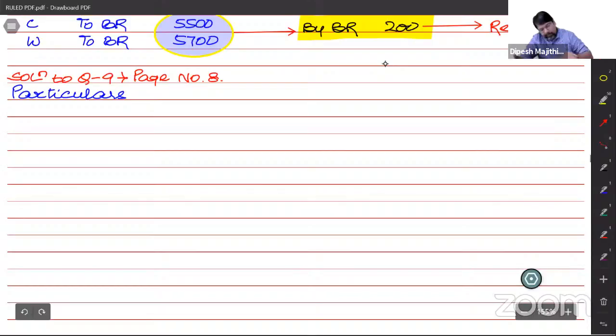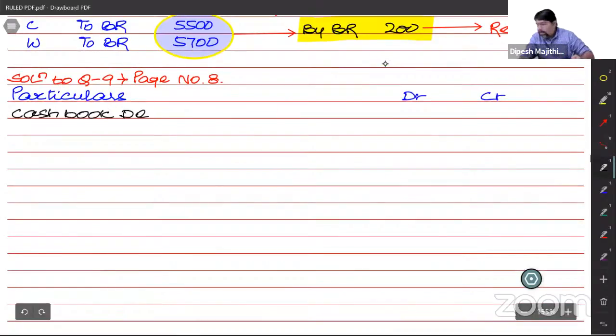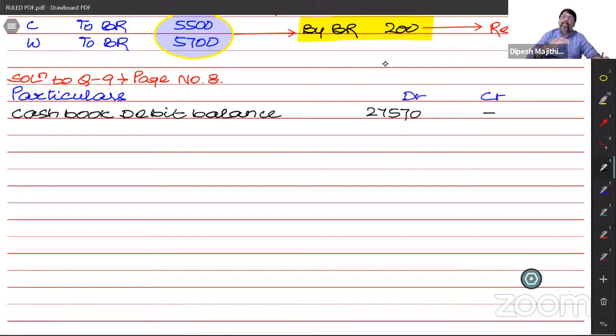Cash book debit balance. How much? 27. This is my starting point. So whatever you will be debiting, that is added. Whatever you are crediting will be subtracted by default.